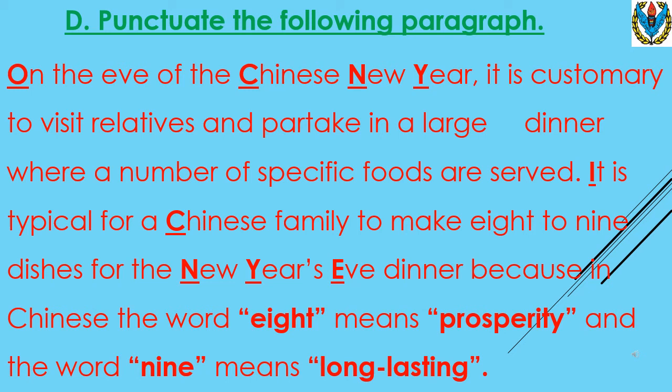The word 8, we have to put inverted commas here. Inverted commas begin and inverted commas close. 8 means prosperity, again inverted commas begin and inverted commas close. And the word 9, inverted commas begin and inverted commas close, means long lasting. Long lasting, inverted commas begin and inverted commas close. And after this we have to put a full stop here. So this is how we have to punctuate this paragraph.